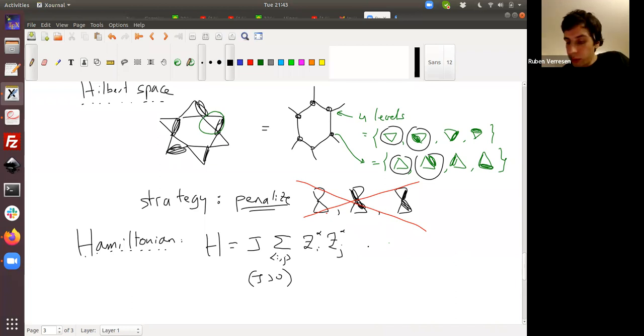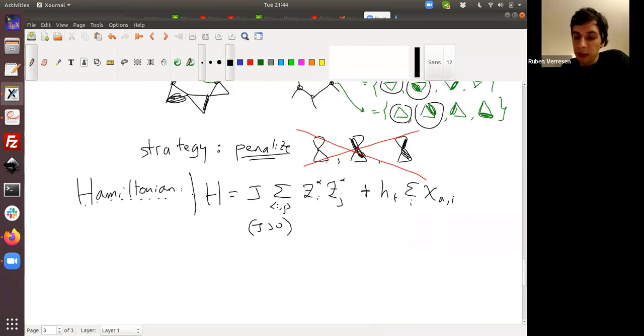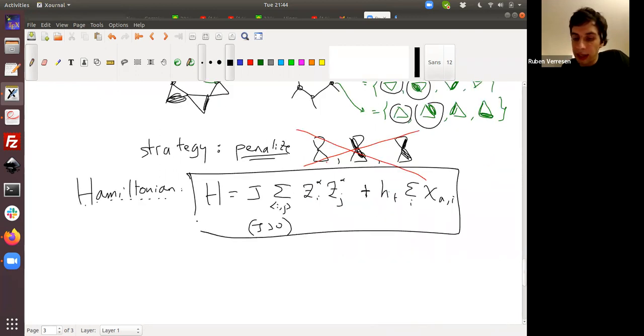And then we introduce some single-site fluctuations, which suggestively I call X, like the usual sigma X. This will be a single-site operator on a 4-level system. And this will be the Hamiltonian. So of course, now I just need to define the operators I used, right?